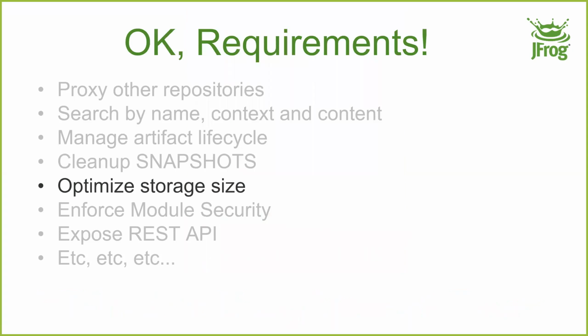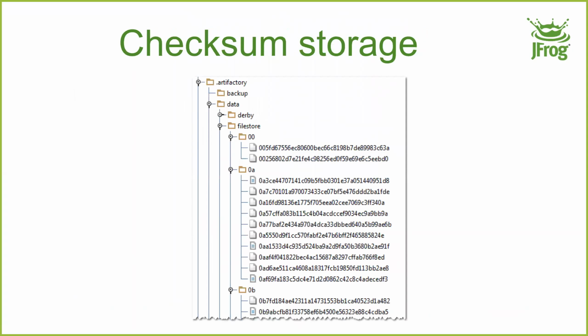I just want to get back to this specific point about the storage, and show you how we optimize your storage size with Artifactory. When you install Artifactory, you will have out of the box a database, which is the Apache Derby database. In this database, we will store all your binaries' metadata. Metadata would be their name, the repository where they belong, their size, and so on.